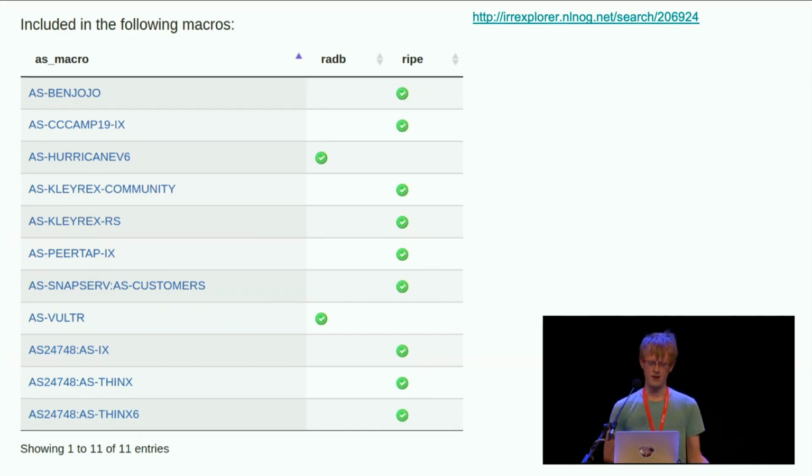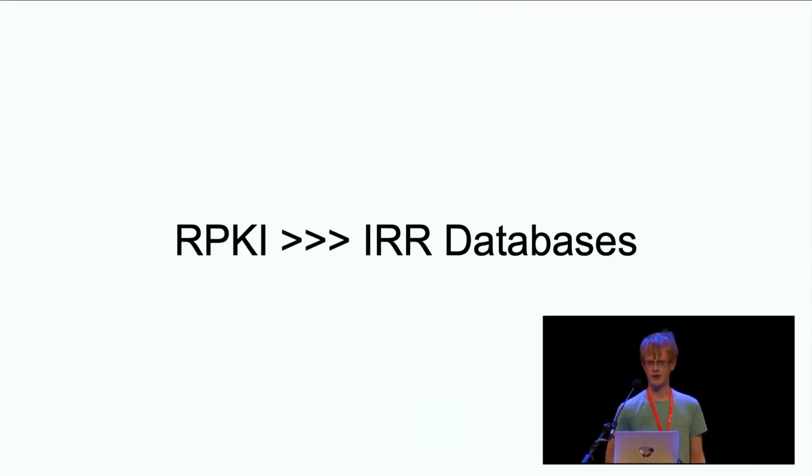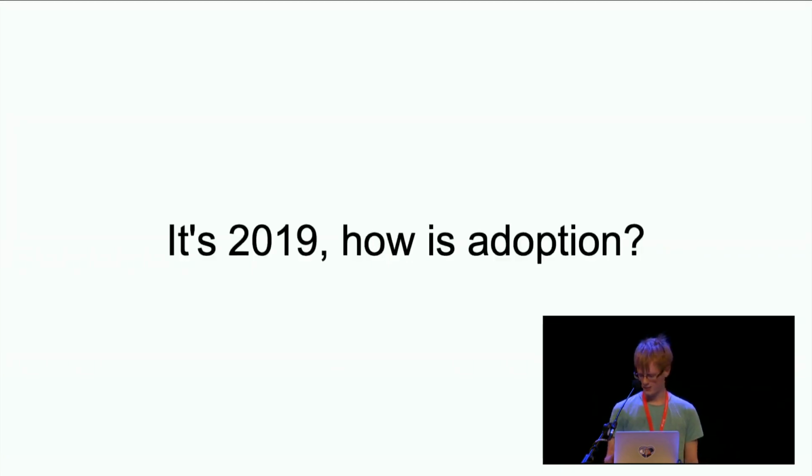So yeah, roughly speaking, definitely prefer RPKI over IRR databases, but still, if it's your last option, please do some filtering. So, it's 2019, and my clicker doesn't work. I'm just going to move it forward manually now.